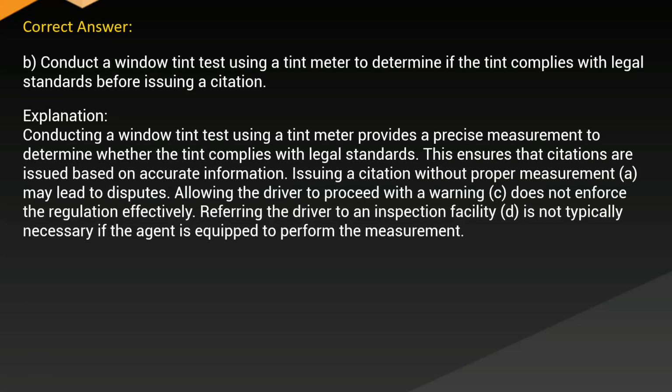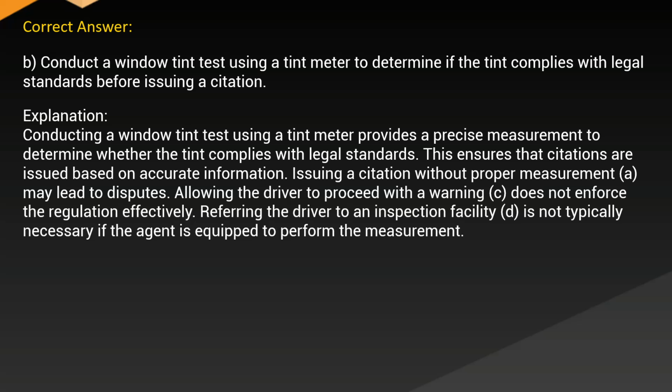Correct answer. B. Conduct a window tint test using a tint meter to determine if the tint complies with legal standards before issuing a citation. Explanation. Conducting a window tint test using a tint meter provides a precise measurement to determine whether the tint complies with legal standards. This ensures that citations are issued based on accurate information.